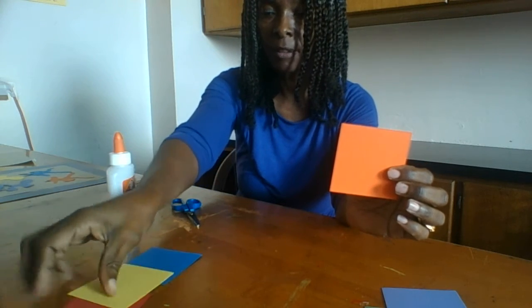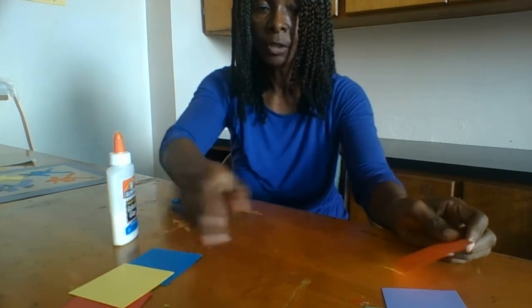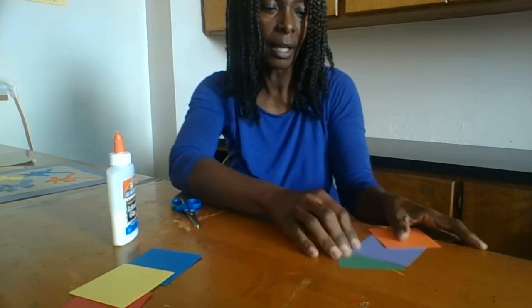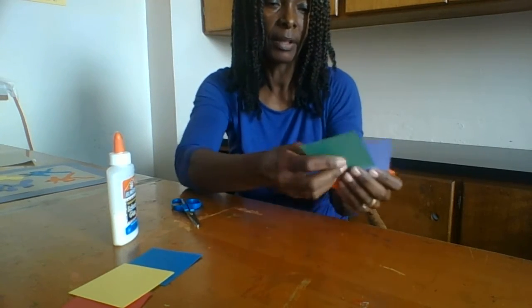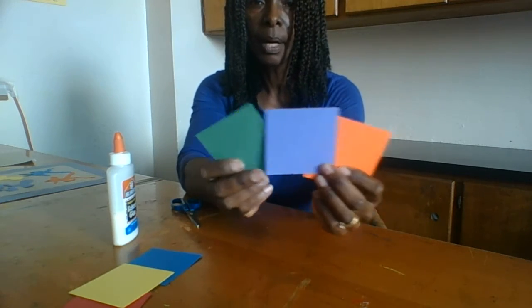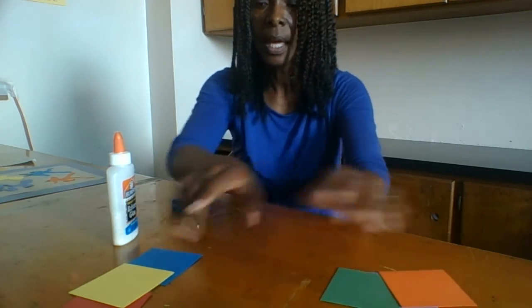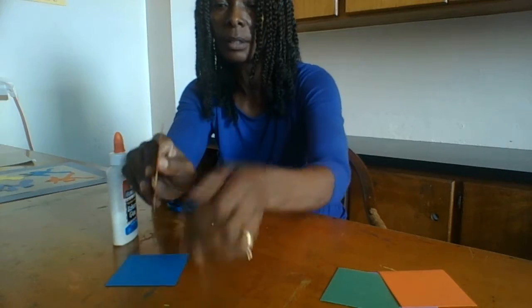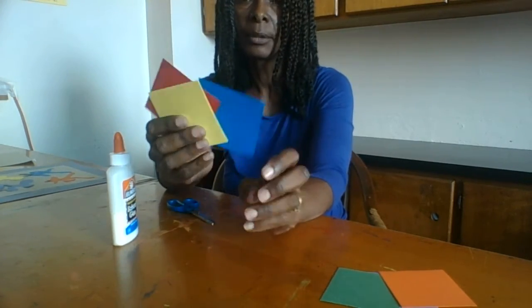So over here we have our primary colors and over here we have our secondary colors. We have our secondary colors, green, purple, and orange. And we have our primary colors, which is red, blue, and yellow.